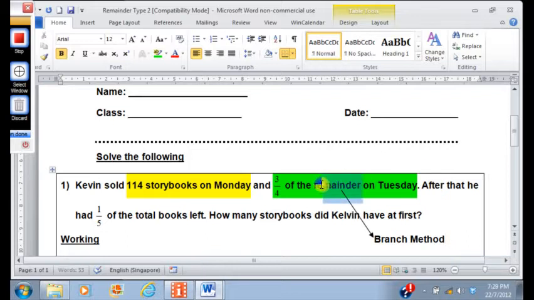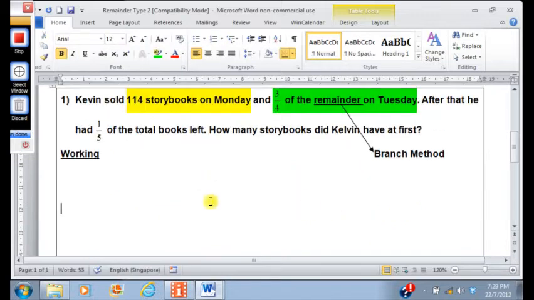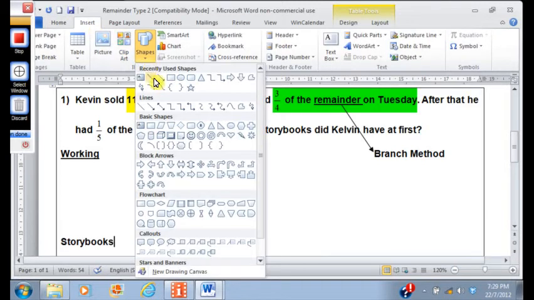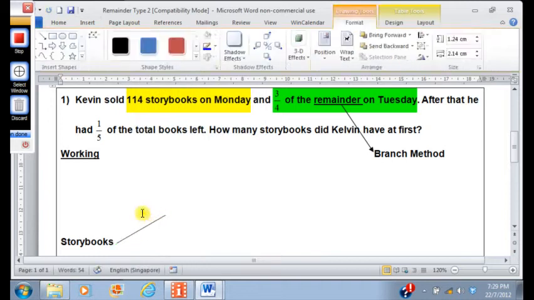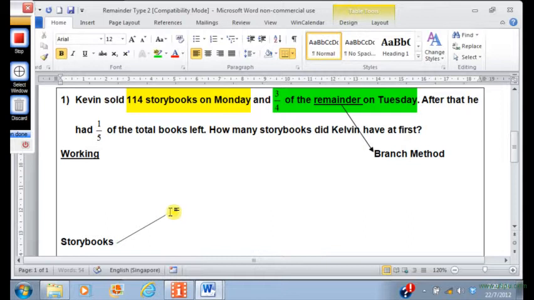Okay, so remainder is the keyword. Make sure that you also see a fraction here. So now let me show you how the branch can be started off with just this information that we have. We are talking about storybooks. He sold 114 on Monday.